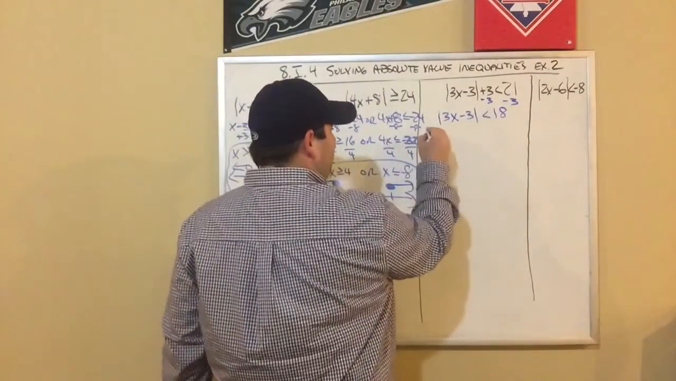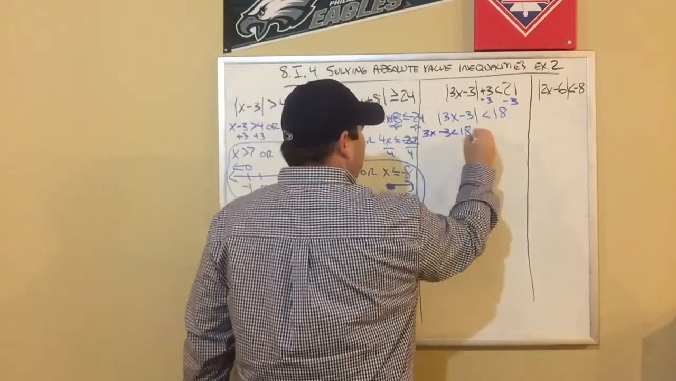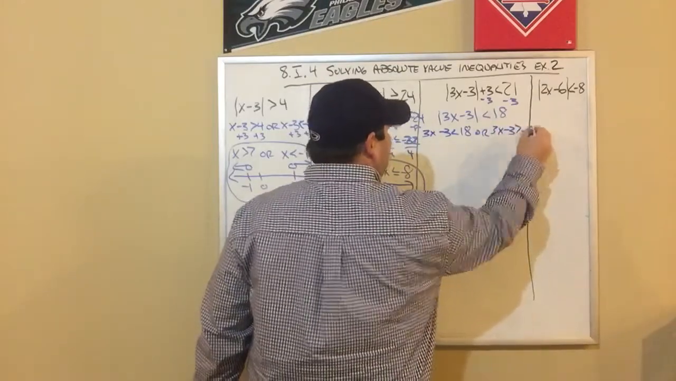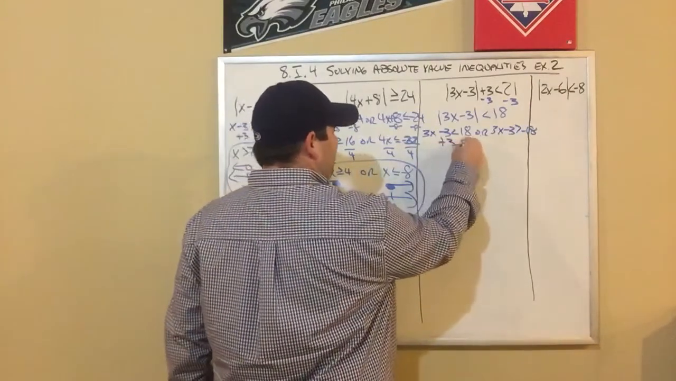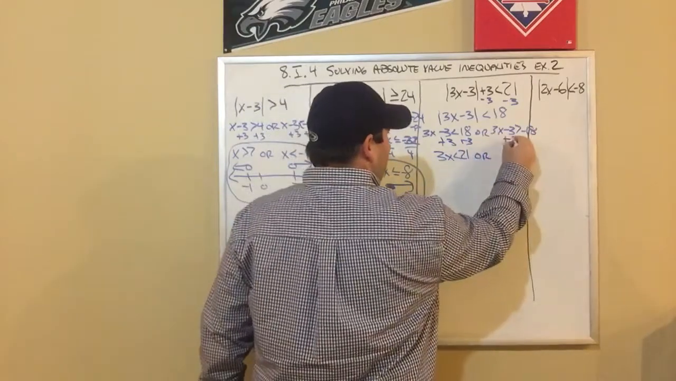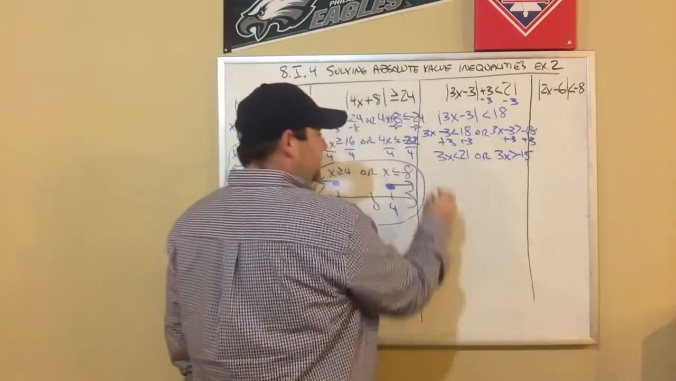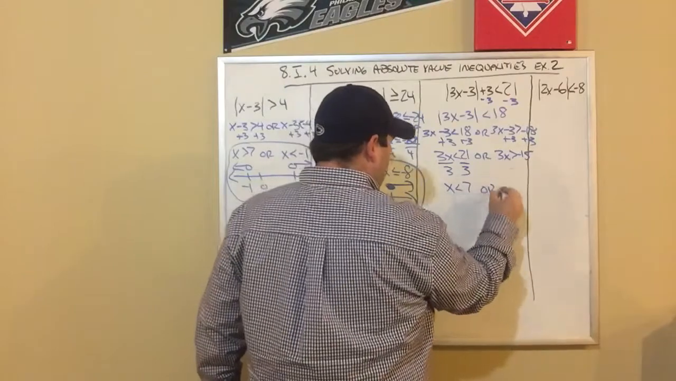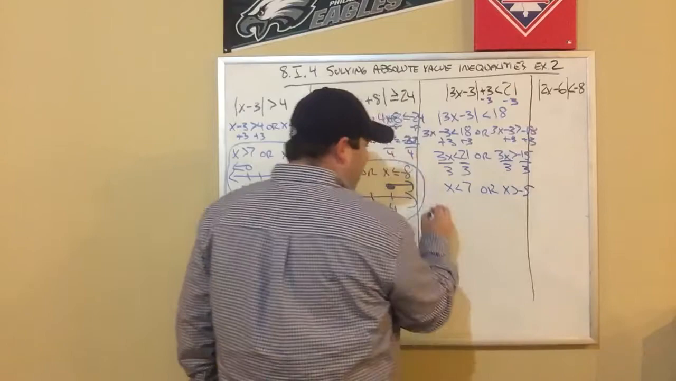So I'm going to write my first one as is. 3x minus 3 is less than or equal to 18. My second one, 3x minus 3, I flip my symbol, so greater than or equal to, make the 18 negative. And now I just solve both of these. Add 3, so 3x is less than or equal to 21, or add 3 here. 3x is greater than or equal to negative 15. Divide by 3 to solve here. X is less than or equal to 7, or divide by 3. X is greater than or equal to negative 5.